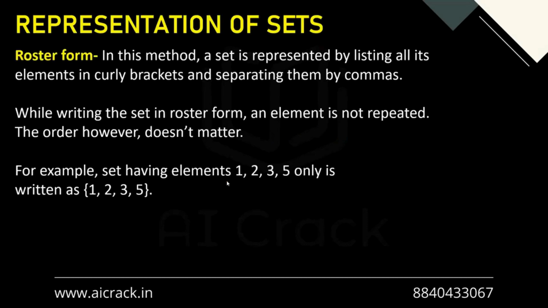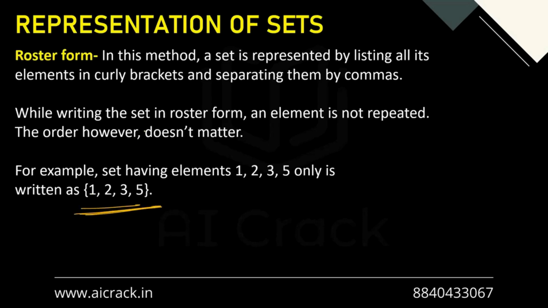Now, having talked about the definition of a set, how do we represent them? So there are two forms. The first one is kind of crude form, that is roster form. In this method, a set is represented by listing all its elements in curly braces and separating them by commas. So basically writing them in a very crude manner. Let's say we have a set of these elements: 1, 2, 3 and 5. So we are writing them as 1 comma 2 comma 3 and 5, and covering them with curly braces. So this is the very crude form of writing a particular set.